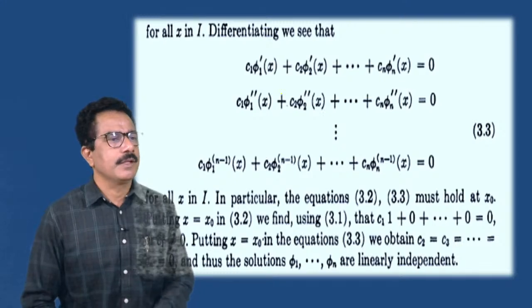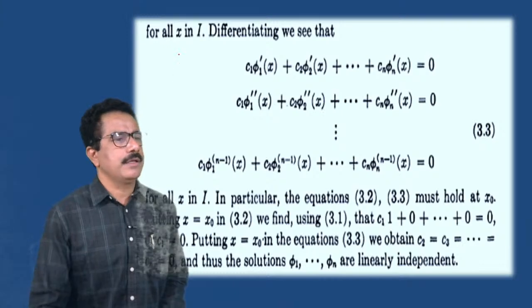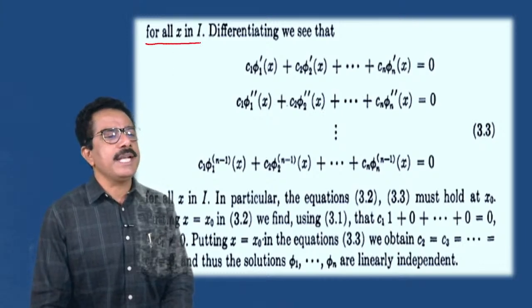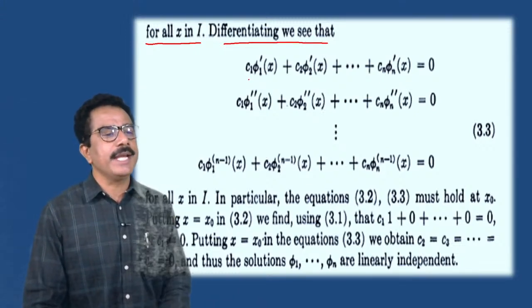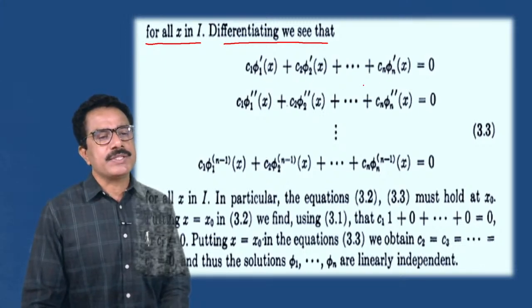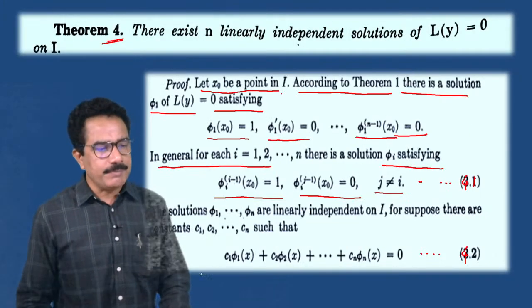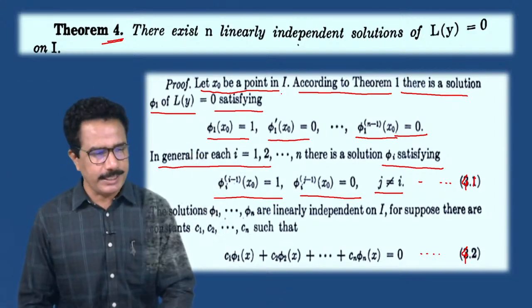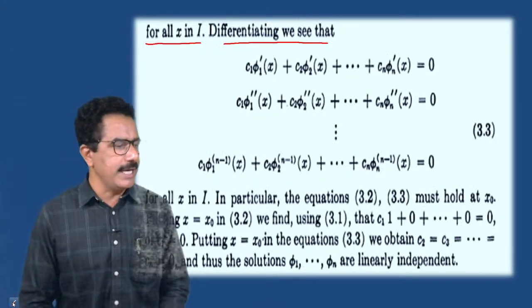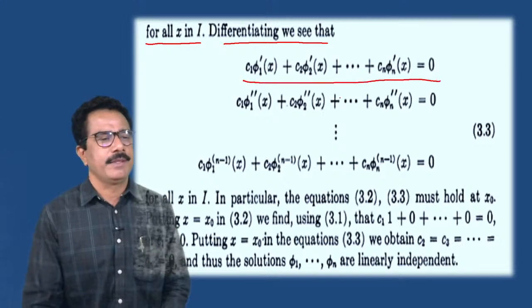Now see this, for all x in I, differentiating with respect to x, we get C1 phi 1 dash of x plus C2 phi 2 dash of x plus dot dot dot plus Cn phi n dash of x, which equals 0. If you differentiate equation 4.2, then you will get the result C1 phi 1 of x plus C2 phi 2 of x, in this way.